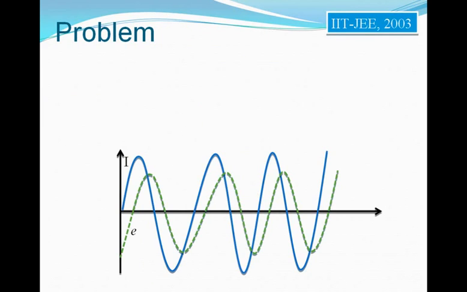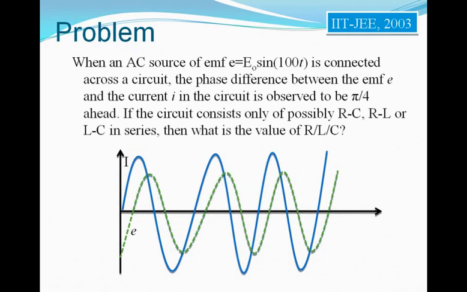Let's now finally solve an IIT JEE 2003 problem. You see, we have to get a hang of what's happening. This IIT problem will really clarify what's happening. When an AC source of EMF E equal to E0 sin 100t is connected across a circuit, the phase difference between the EMF E and the current I in the circuit is observed to be pi by 4. If the circuit consists only of possibly RC, RL or LC in series, then what is the value of R or L or C?